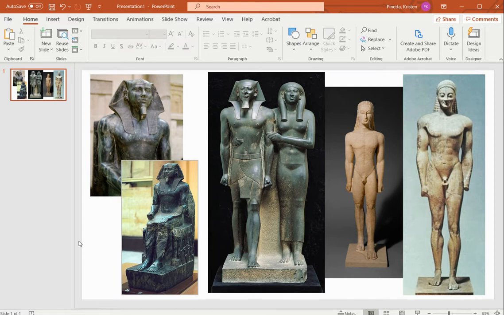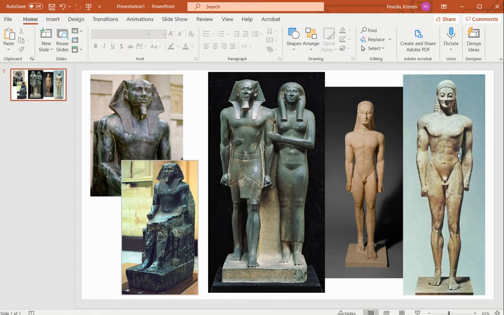All right, lovely students. So I'm just going to briefly talk about assignment 2.01, as you were to compare the statue of Khafra, the Egyptian statue, with early Greek archaic. So let's go ahead and dive into it.